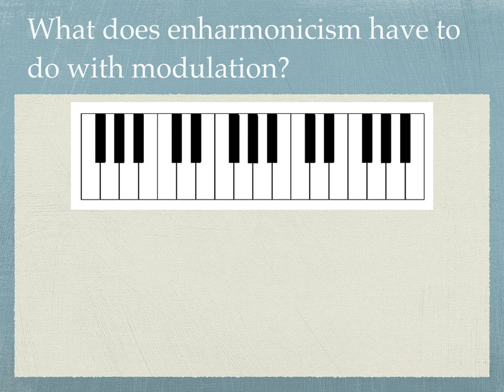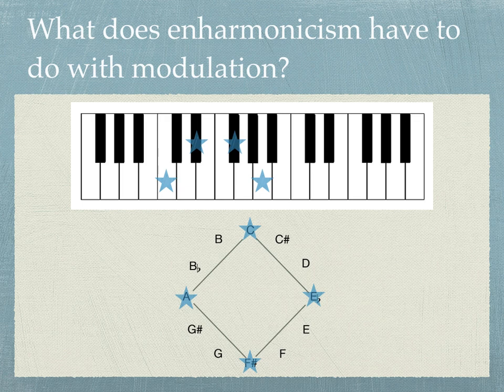So what does enharmonicism have to do with modulation anyway? Consider this fully diminished seventh chord on the keyboard here. How would you spell this chord? Consider the chromatic pitch space laid out in a clockwise circle and plot each of the pitches onto this circle. Observe how the pitch space is equally divided by this fully diminished seventh chord. That makes sense because we know that fully diminished seventh chords are made up of stacks of minor thirds. This repeated interval divides the octave evenly.